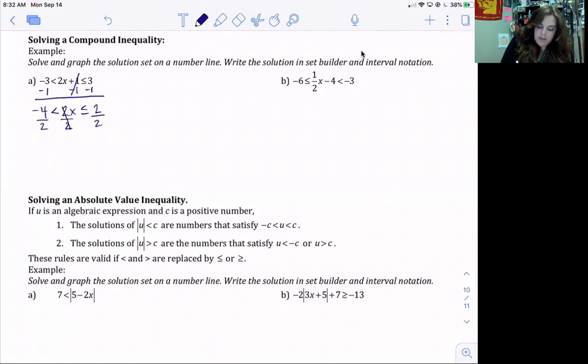So now we have -4 divided by 2 is -2, which is less than x, which is less than or equal to 2 divided by 2 is 1. I'm going to go ahead and write this in set builder notation. Remember, that's when we have our set brace with an x, our vertical line, which means such that, and then we're going to close our set brace at the end. Okay, and I'm going to graph.